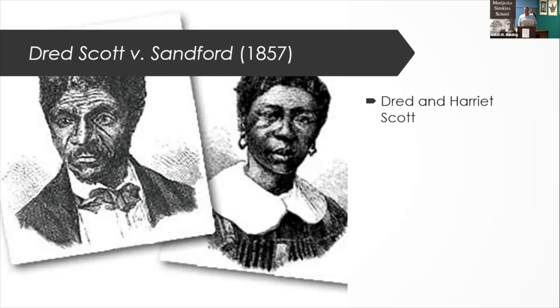In 1857, the Dred Scott v. Sanford case finally reaches the Supreme Court, a case that had been working its way through the federal court system since the late 1840s. The owners of Dred and Harriet Scott, people you see here on the screen, had taken them to Wisconsin territory. Now, Wisconsin was free territory, and the Scotts were told by local abolitionists, hey, you're on free soil, you're free, you should sue for your freedom in the federal court.